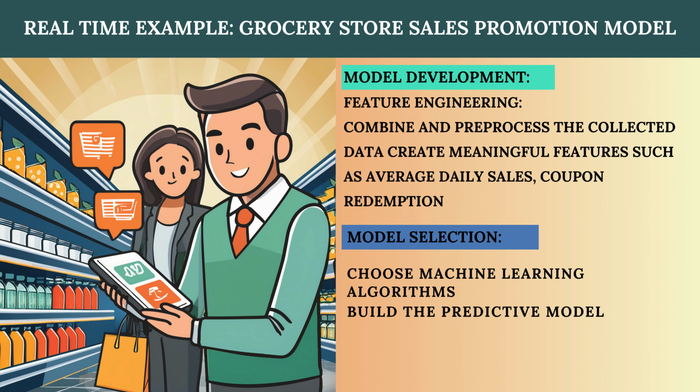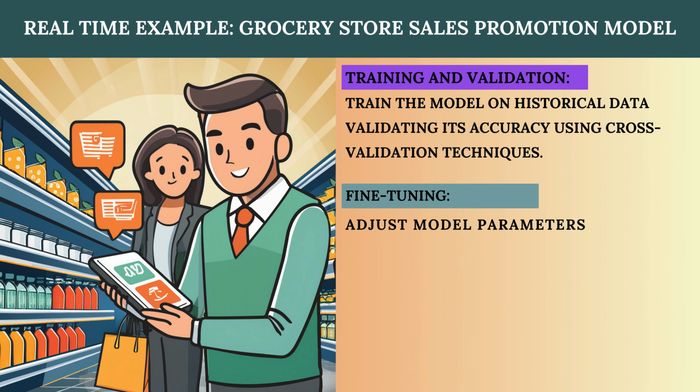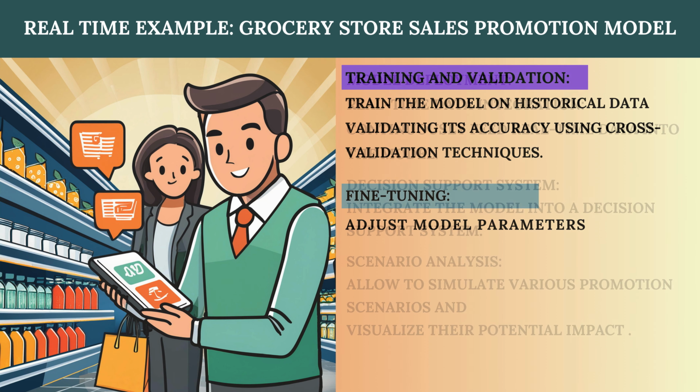Next is model development. Under it comes feature engineering, which combines and pre-processes the collected data to create meaningful features such as average daily sales, coupon redemption rates, and advertising effectiveness. Model selection chooses appropriate machine learning algorithms such as regression or decision trees to build the predictive model. Training and validation trains the model on historical data while validating its accuracy using cross-validation techniques. Fine-tuning adjusts model parameters to improve performance and generalization.